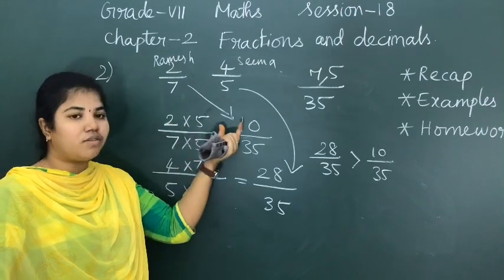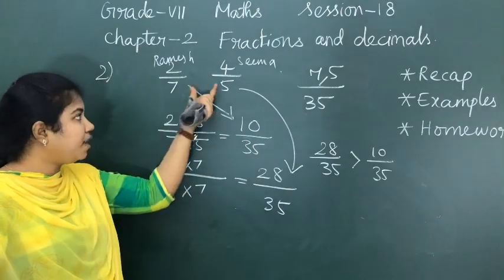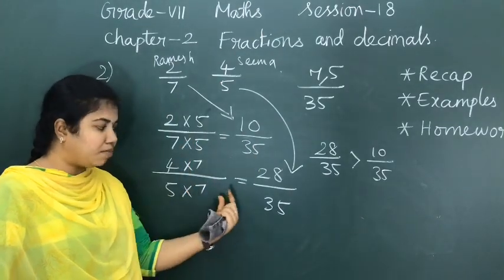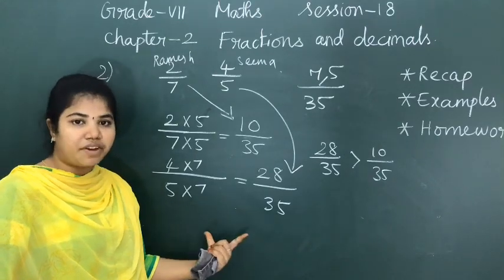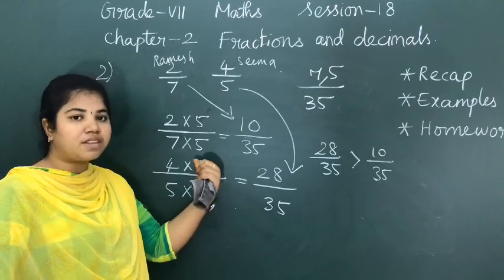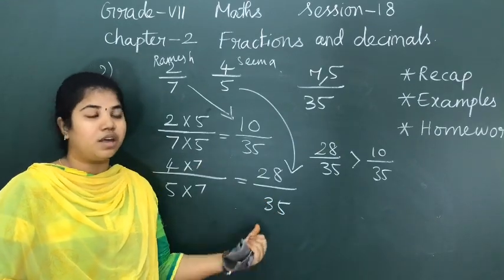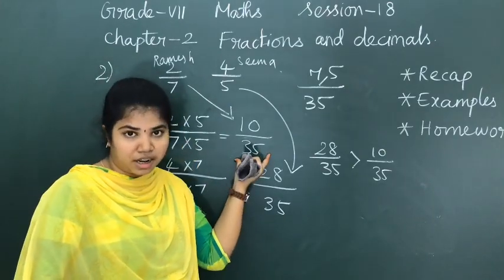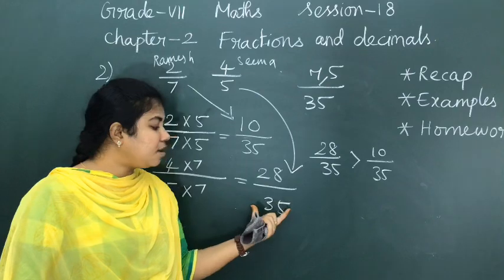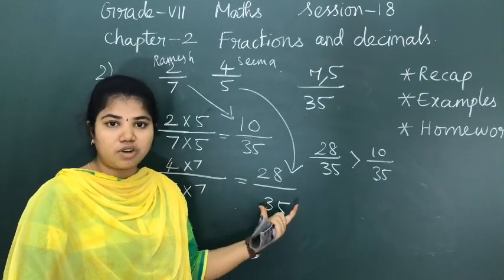2 into 5 is equal to 10. 10 divided by 35. See the next one, 4 by 5. Next fraction, the same thing, which is equal to 35. 4 into dash is equal to 35. 7 is 35. Multiply the same 7 to the numerator. 4 into 7 is equal to 28 by 35. Now, Ramesh has solved 10 by 35 part of the exercise and Seema has solved 28 by 35 part of the exercise. Now, it is easy to compare, right?